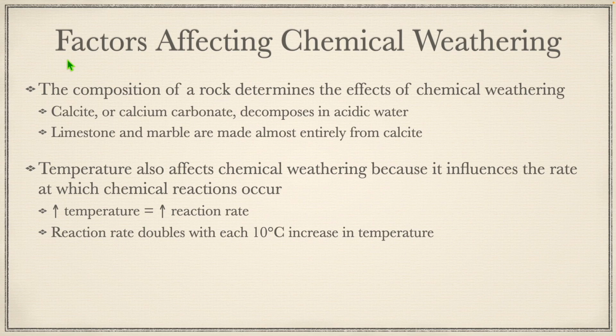So factors affecting chemical weathering. The composition of a rock determines the effects of chemical weathering. Calcite, or calcium carbonate, decomposes in acidic water. Limestone and marble are made almost entirely of calcite, so any acid precipitation or water in the soil that picks up organic acids becomes acidic, and then that acidic water can break down calcite or calcium carbonate. Temperature also affects chemical weathering because it influences the rate at which chemical reactions occur.